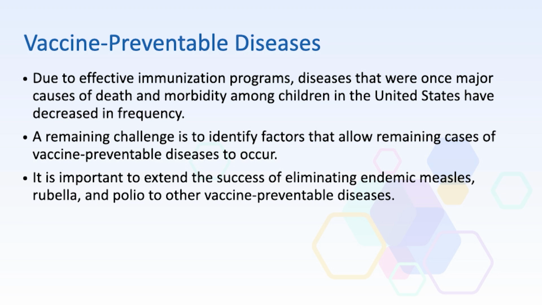As a result of effective immunization programs, diseases that were once major causes of death and morbidity in this country now occur so infrequently that many people in the U.S. have never seen a case of a vaccine-preventable disease. Our challenge now is to identify the factors that allow the remaining cases to occur. We also want to extend our success with the elimination of endemic measles, rubella, and polio to other diseases like pertussis, mumps, and varicella.